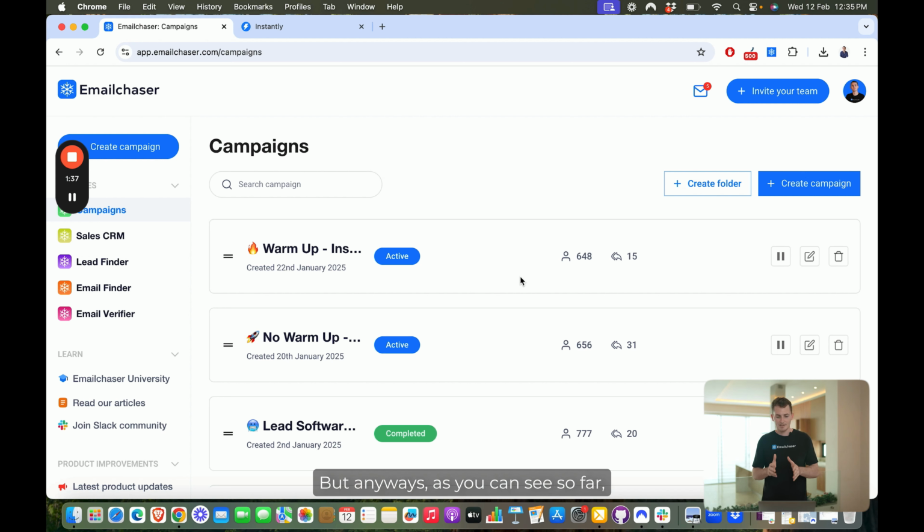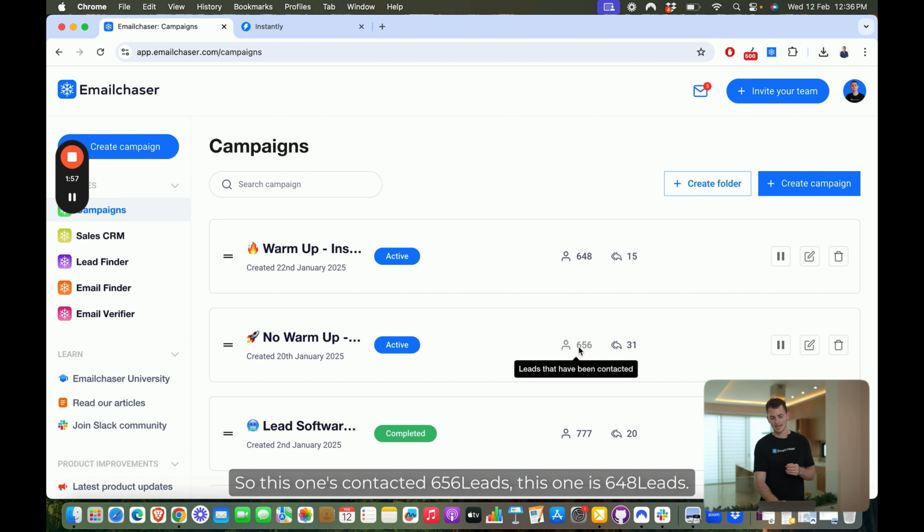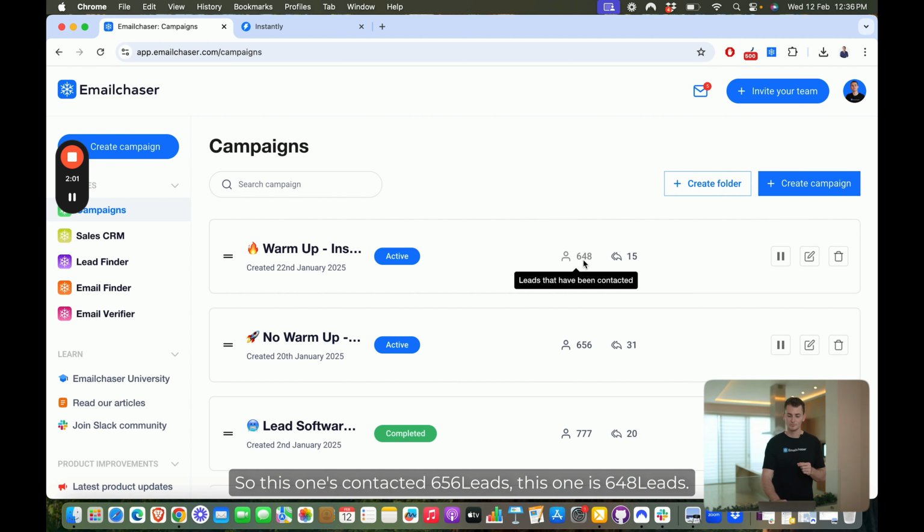But anyways, as you can see so far, these campaigns were created almost a month ago. You can see it says 22nd January 2025. Here it says 20th of January 2025. Today you can see it's the 12th of February in the top right there. So they've been running for nearly a month. So far, this one's contacted 656 leads. This one is 648 leads.